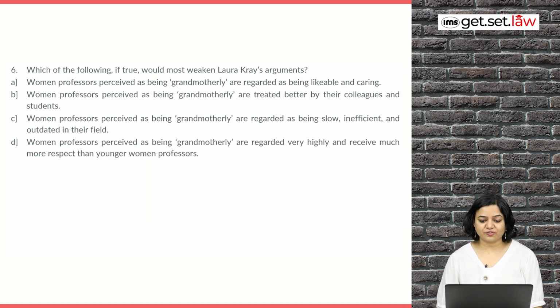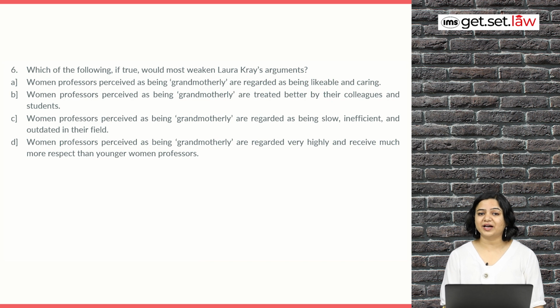Now, if you remember Laura Cray's argument, good for you. If you do not remember, just have a look at the questions, you will recall what she said. In question number 6, you have to weaken Laura's argument. And as I see the options, it is very obvious that her argument was about that grandmotherly age which women reach. Now, she was saying that during that time, women's popularity goes up again.